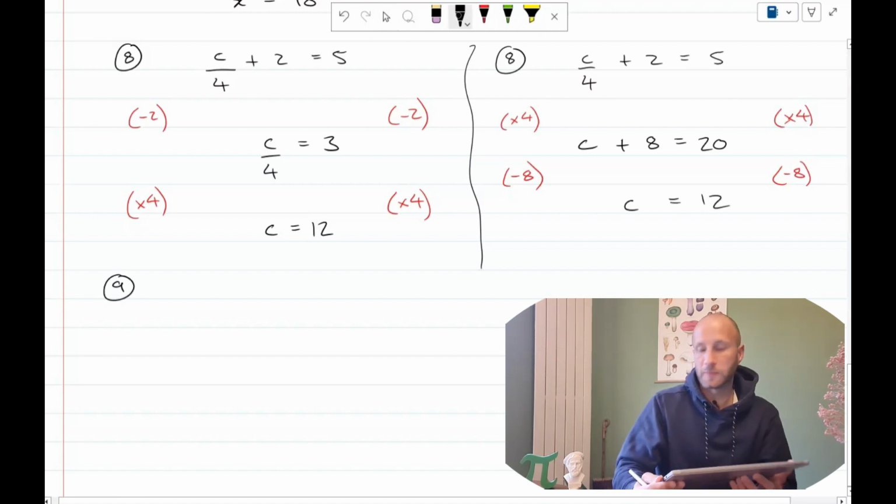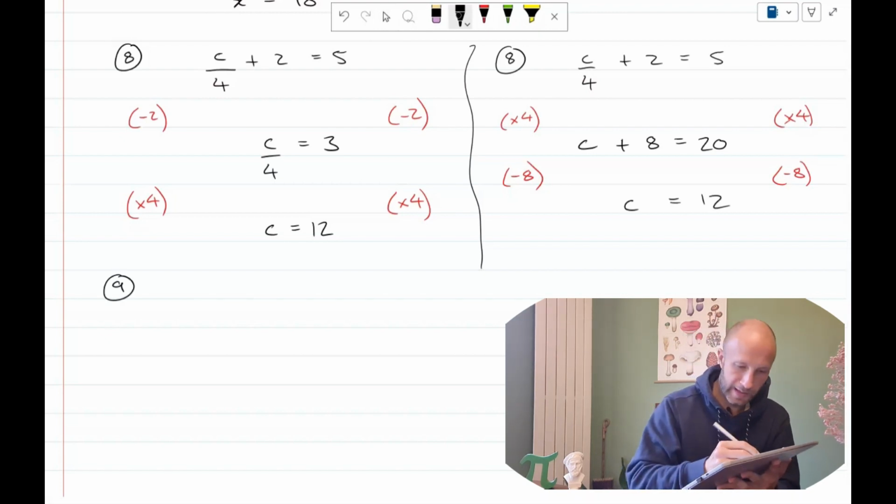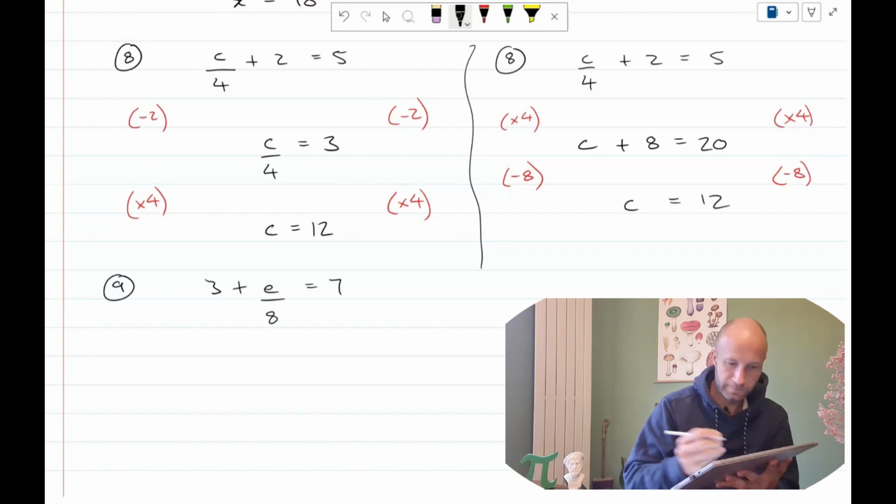Okay, a couple more questions. Number 9, 3 plus e over 8 equals 7. So I will do the first method here.